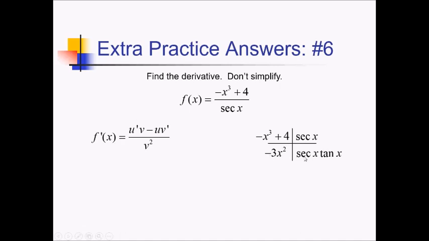Using the box and ribbon to put it together, we've got negative 3x squared times secant of x for the first part of this. Now we'll be subtracting parentheses negative x cubed plus 4 times secant of x tan of x, so all that stuff. And my v squared on the bottom, that's going to just be secant squared of x.